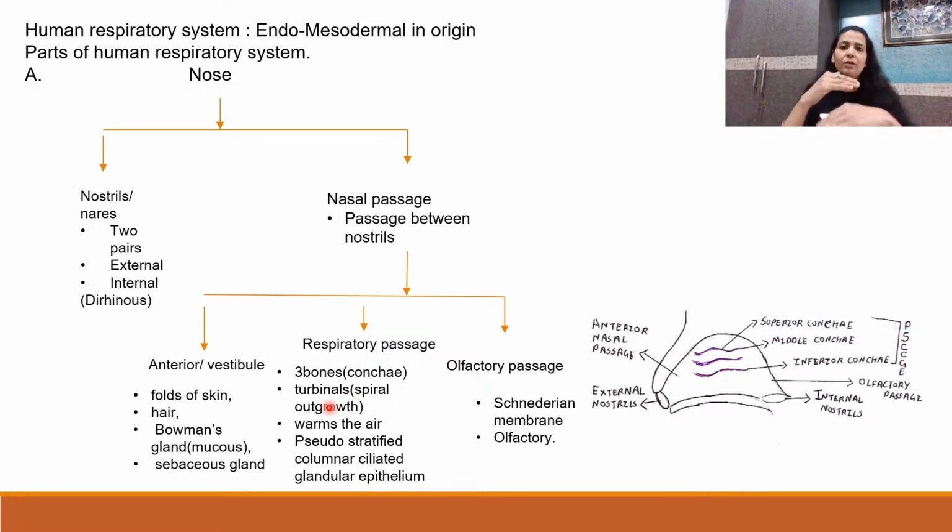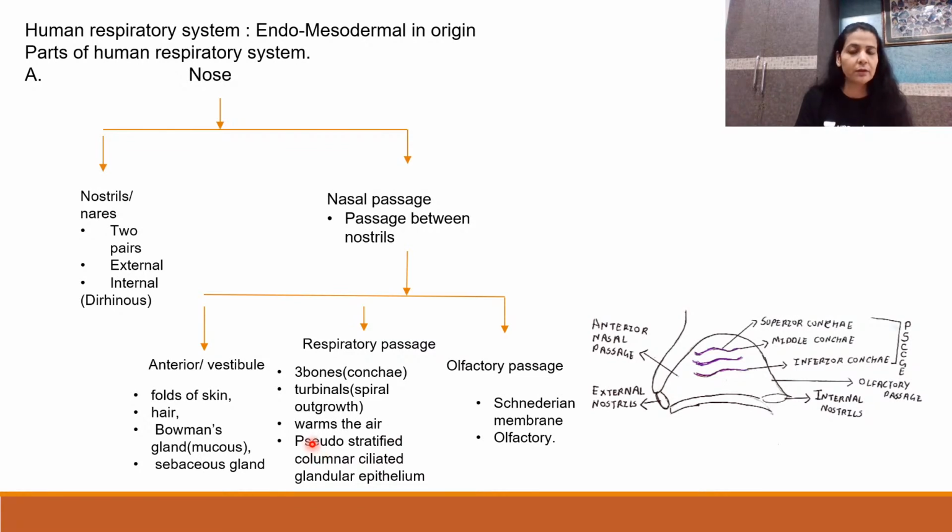Now these are the bony structures. Bony structures, as you know, are very stiff, so any blood vessel reaching them is not possible. So these structures show a spiral outgrowth, and in that outgrowth, blood vessels are present. Those outgrowths are known as turbinals. In these spiral outgrowths, there are blood vessels which actually warm the air.